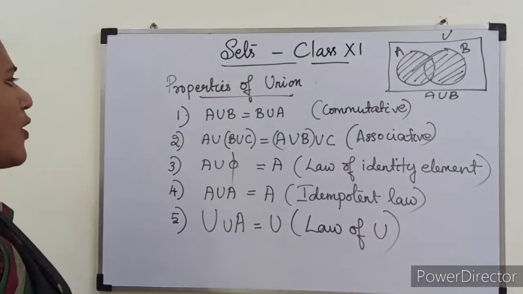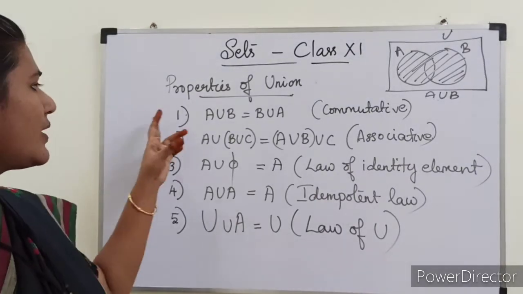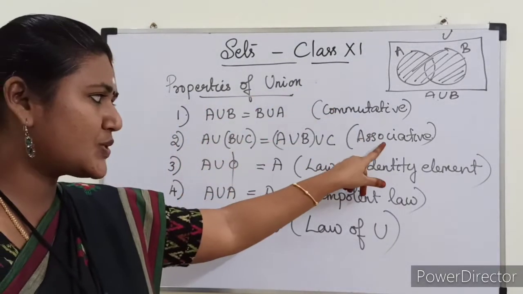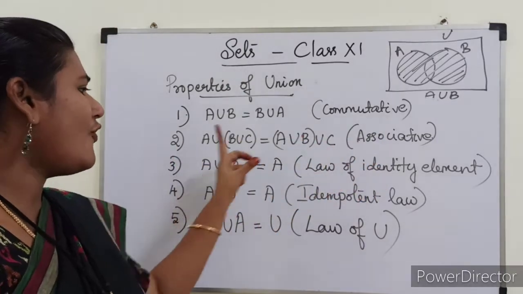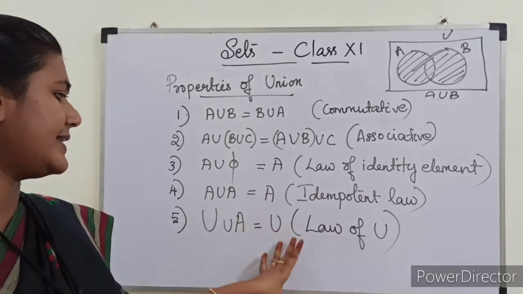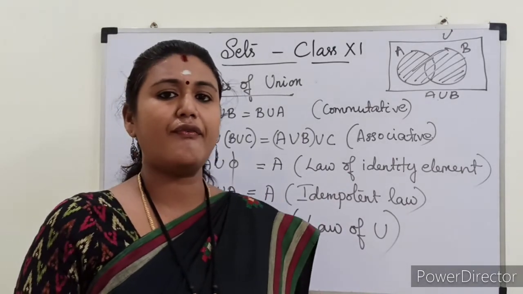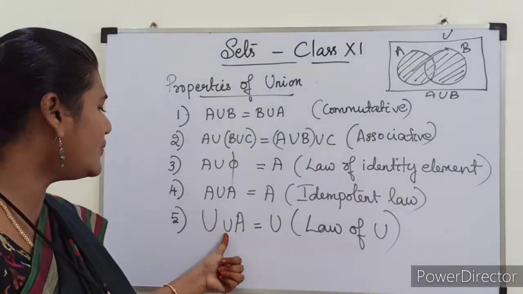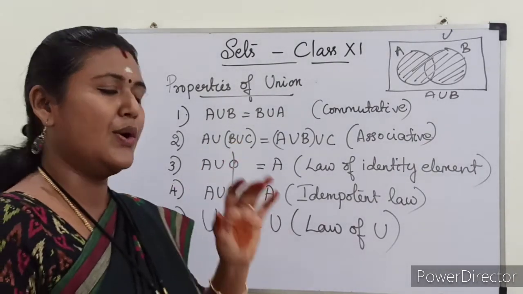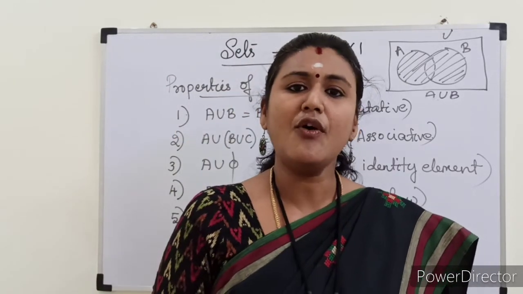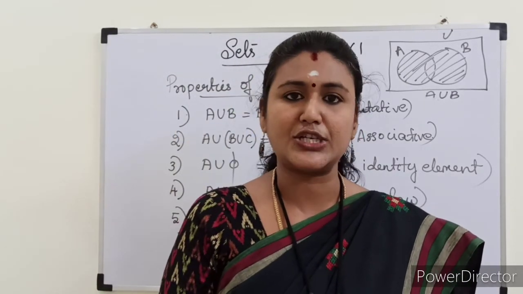So these are the properties of union. It satisfies the commutative property, associative property, law of identity element, law of idempotent, and the next one, the law of universal set. That is, universal set union A is equal to universal set. Now in my next video we will see the other operations of sets.